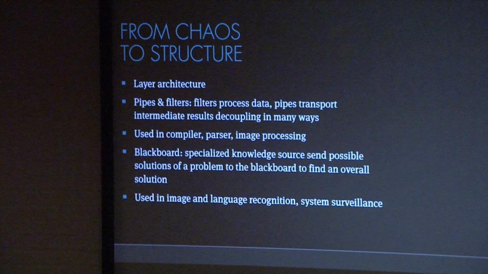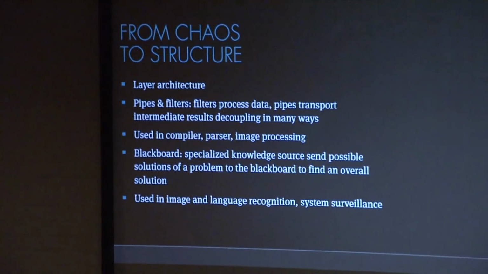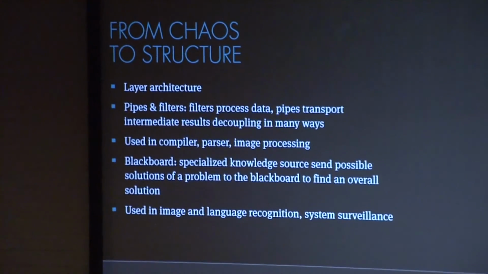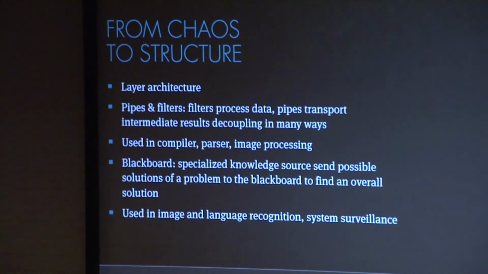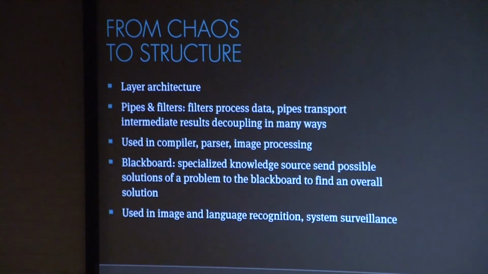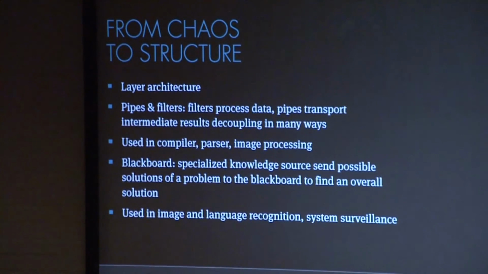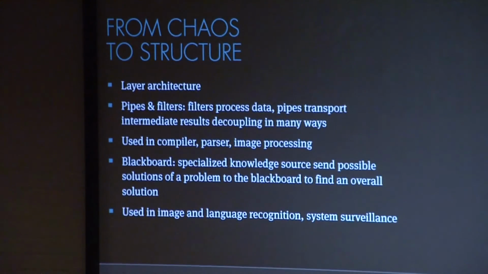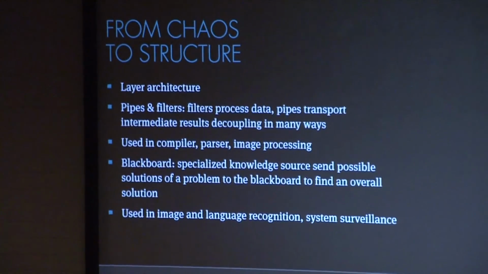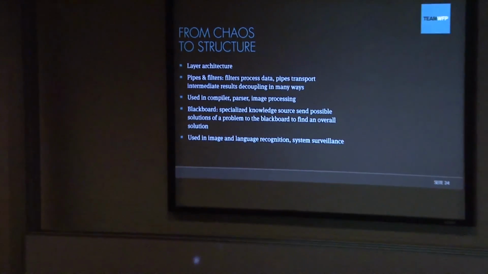Then there are also some other patterns. For example, from chaos to structure, the layers architecture. I think everyone knows it, three-tier layers. Then you have pipes and filters. It's also quite interesting. With pipes and filters, you have a decoupling of intermediate results in many ways. The filters process the data, and the pipes transport the data. And in these pipes, you can also set some conditions for which filter should be taken next. And in these pipes, for example, the data is waiting for the next filter.